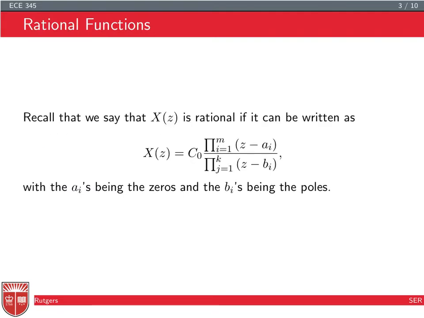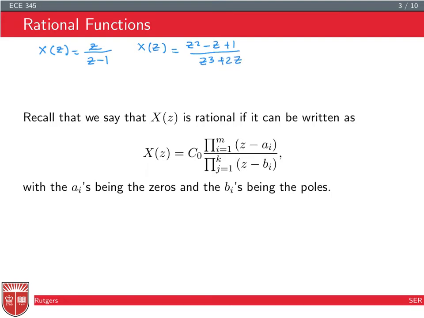So we say a function is rational if it can be written as the ratio or a fraction of two polynomials. For instance, I'm going to give you an example here. Let's take X(z) equal to z divided by z minus 1, or X(z) equal to z squared minus z plus 1 divided by z cubed plus 2z, for instance.